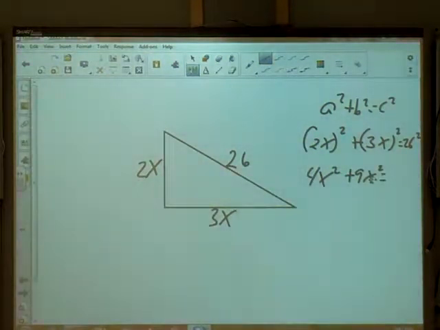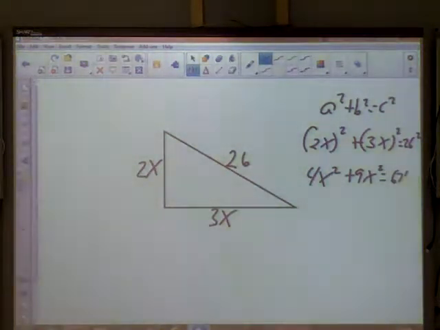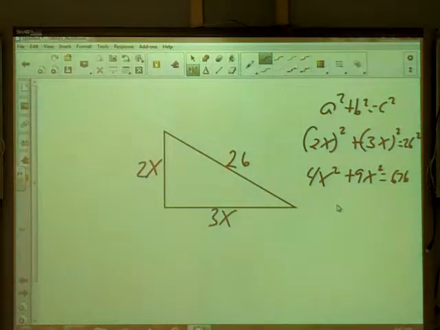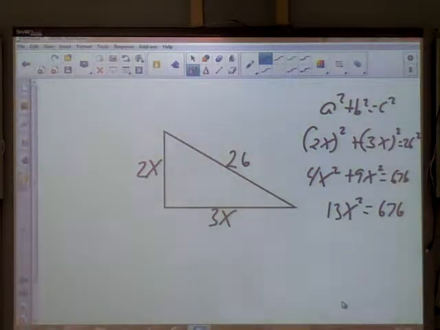And then 26 squared was 676. 4 and 9, those are like terms, so that's 13x squared. Now, you got options on how to solve that. You could subtract the 676, make your b be 0, and do quadratic formula, or you could just solve it algebraically. I just solved it, worked out pretty good, divide by 13. That got me 52.